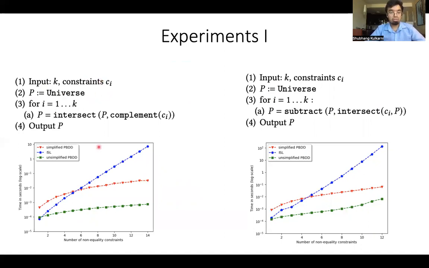And what we do in our first program is we intersect with the complement of the constraint. So I'm intersecting with the non-equality constraint. In our second program, I'm subtracting out the intersection. So I have a polyhedral set, and I'm subtracting out the intersection of i equal to 0 with that set. So essentially here also I'm constructing the same non-convex set. In both scenarios, we find that the PBDD representations are actually much faster to construct than the ISL representations for these polyhedra.